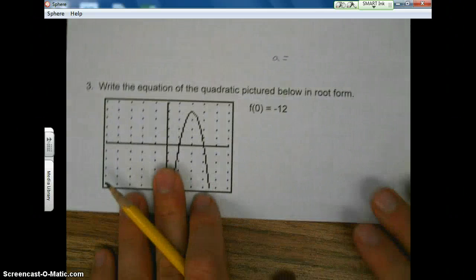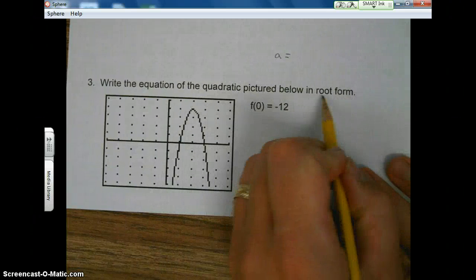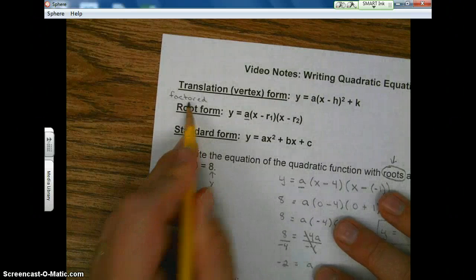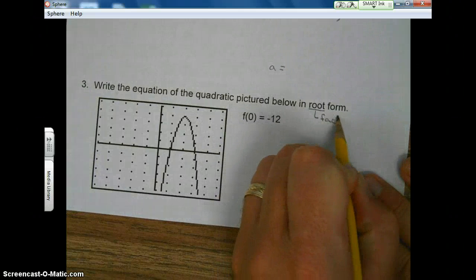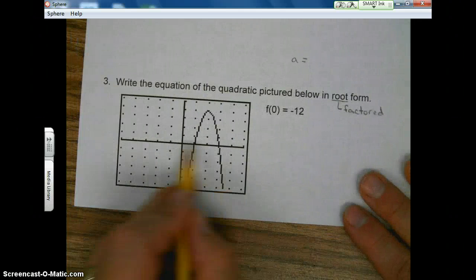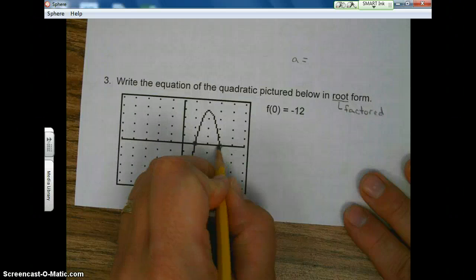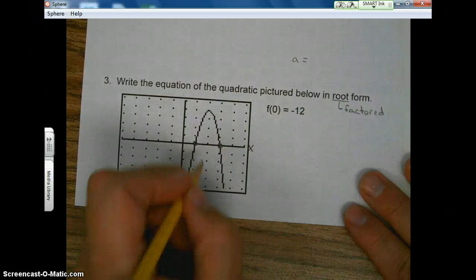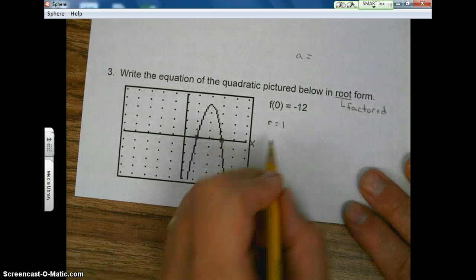All right, number 3. It says write the equation of the quadratic pictured below in root form. Remember, up here they use the word root form and we use the word factored form. So we're going to use factored form here. We're looking at a picture. Where are the roots? Remember, the roots are located where the parabola crosses the x-axis. Here's our x-axis. One of the roots is 1. The other root is 3.